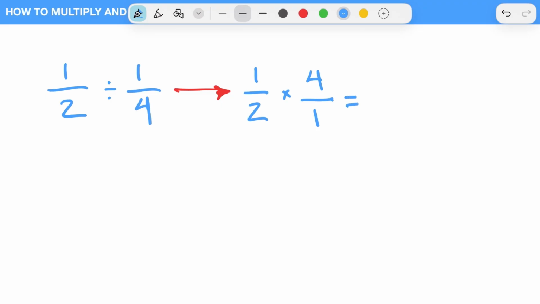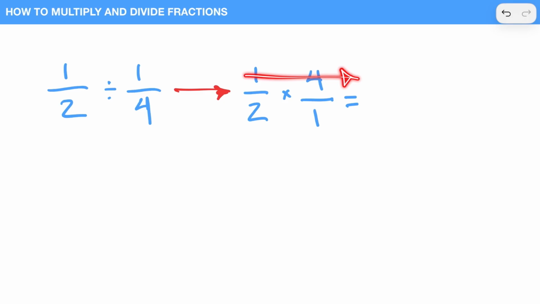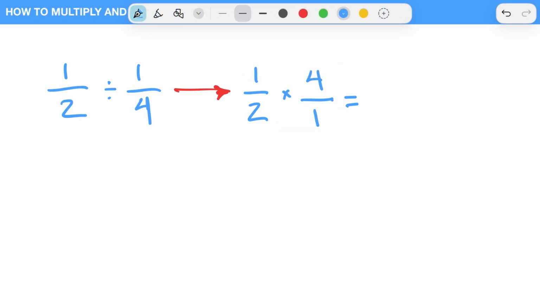We just multiply straight across the top and straight across the bottom, get our new fraction, and that's the answer. 1 times 4 is 4. 2 times 1 is 2. 4 divided by 2 just simplifies to 2. Now that's interesting. We divided two fractions and somehow we got a whole number. That won't always happen, but I want to again represent with a visual what's going on here.